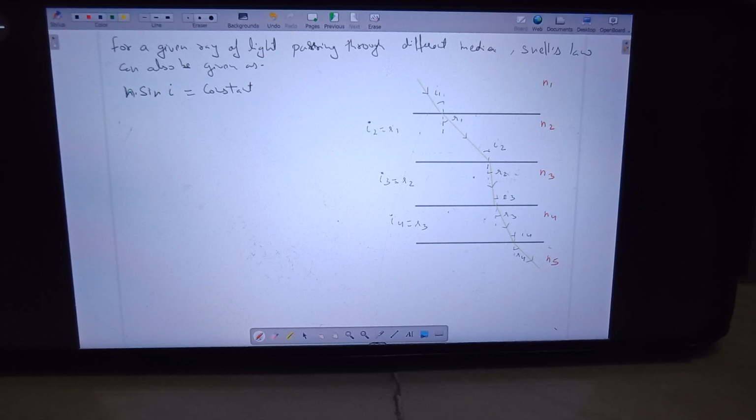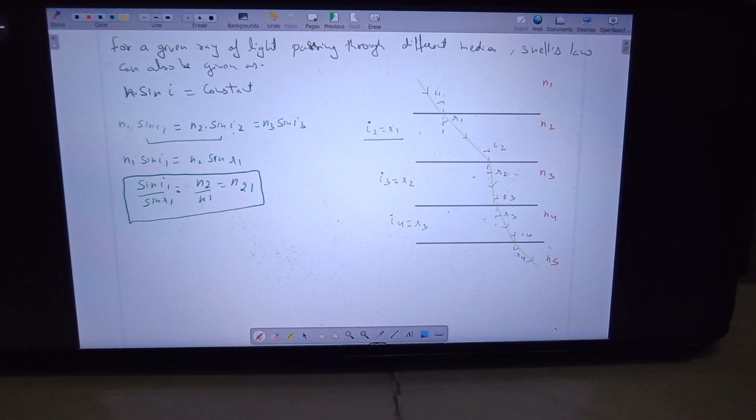So in the first medium the value will be n1 into sine I1. And when you move to the second medium, the value will be n2 into sine I2. When I move to the third medium, the value will be n3 into sine I3 and so on. Because these are all constant, they are equal to each other. Now since I2 is equal to R1, using these two I can get the same result. n1 sine I1 equals n2 sine, instead of I2 I can write R1, because I2 is equal to R1. So rearranging, I am getting sine I1 upon sine R1 is equal to n2 upon n1. That means refractive index of medium 2 with respect to medium 1. Am I getting the same result?